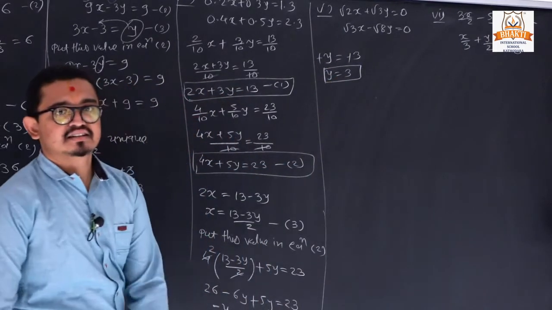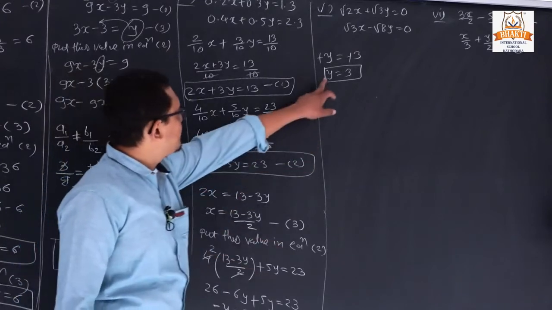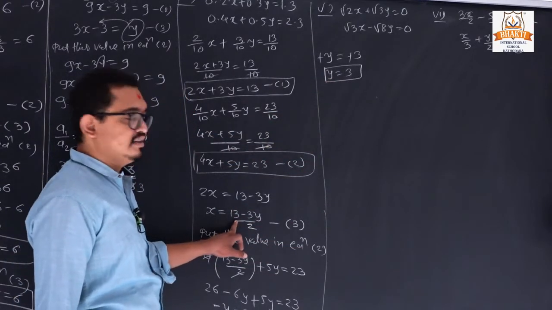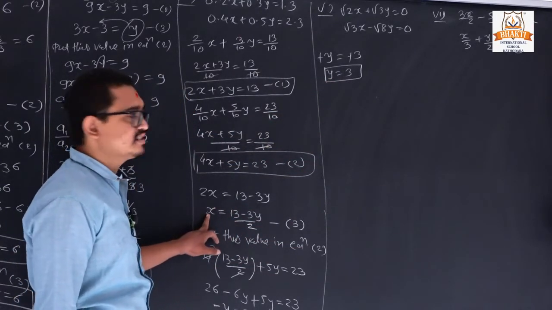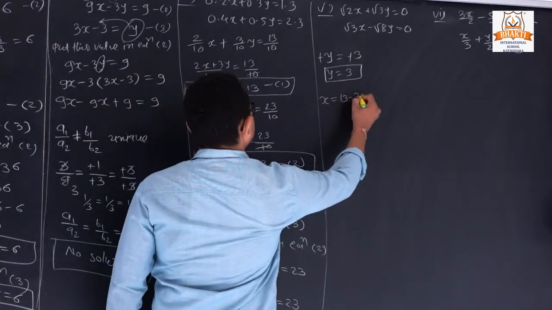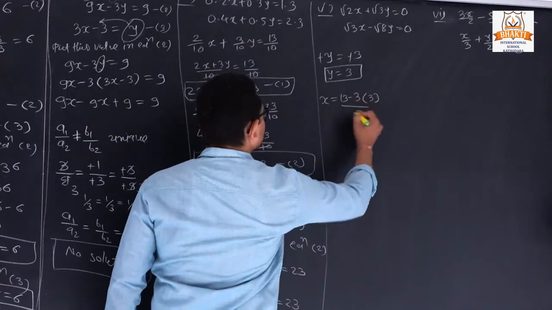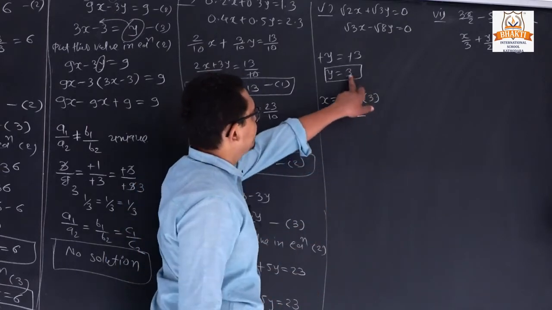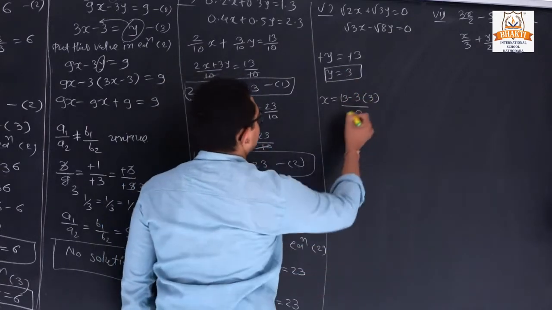It is 3. Now we will put this value in equation number 3. So we can get the value of x. So here x is equal to 13 minus 3 in bracket 3 upon 2, because we can replace y with 3. So 3 3s are 9.